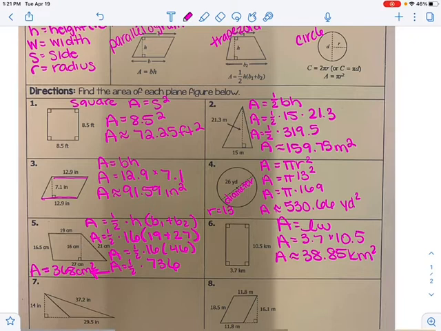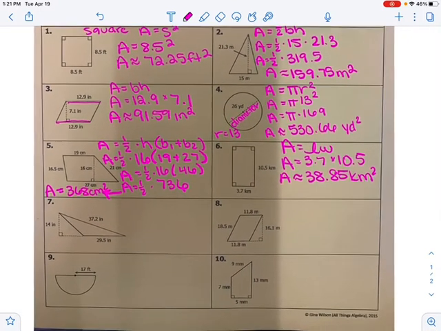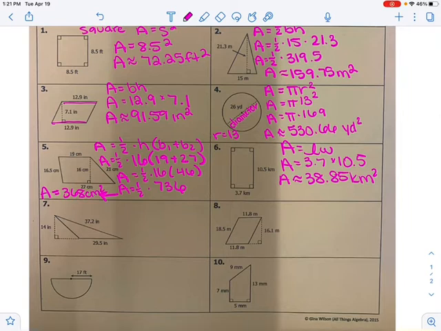Okay, I'm going to have you guys work on 7 through 10. I am going to help you out. 7 is a triangle, right? So the area is 1/2 base times height. Number 8 is a parallelogram, so the area is base times height.